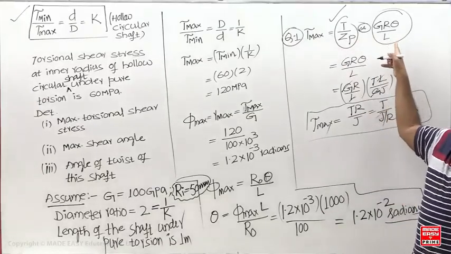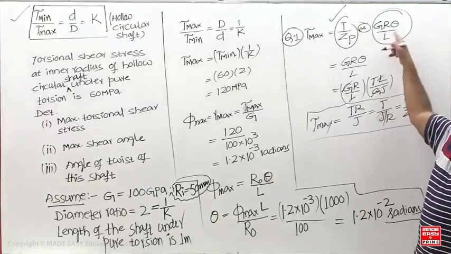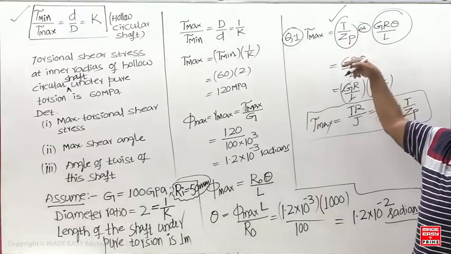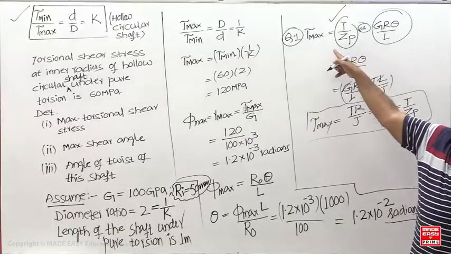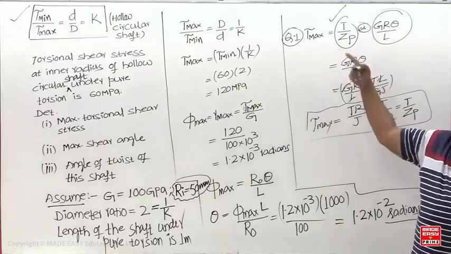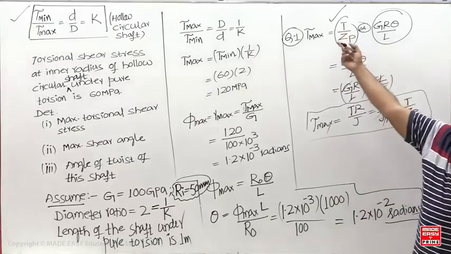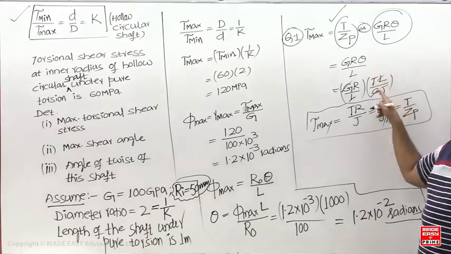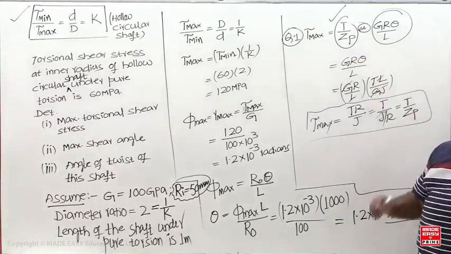This is better when theta is given. Directly substitute it now. This is better when torque is given. Can you use this equation when theta is given? You can use it. If theta is given in the question, you can use it. But first what you have to do now? First you have to find out the torque. But torque is unknown. How to find out the torque? By using theta equal to TL by GJ. First you have to find out the torque, then you have to substitute it.